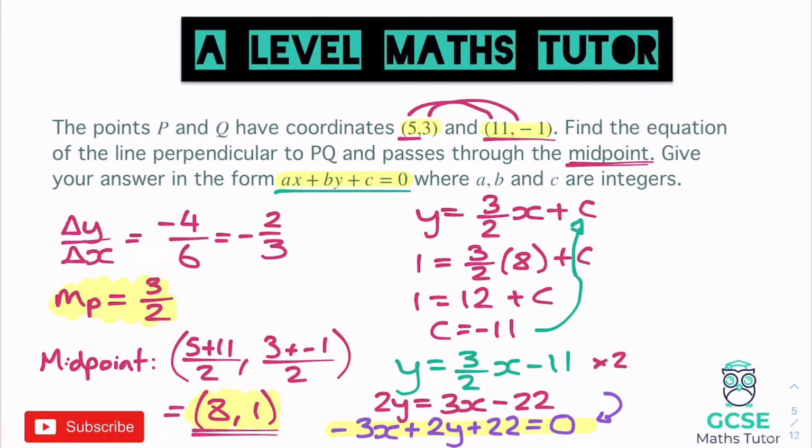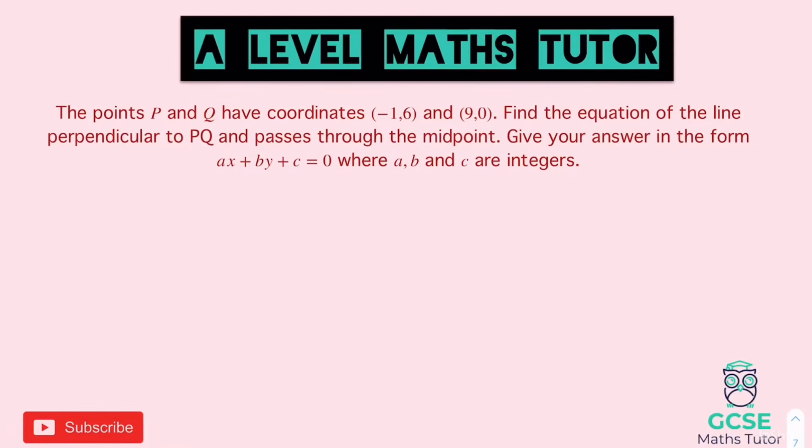Okay, so here's your question, very similar to the last one that we looked at. You've got 2 points P and Q. It wants you to find the perpendicular line that passes through the midpoint, and again writing it in the form which I'll highlight here, ax plus by plus c equals 0, where a, b and c are integers. So pause the video there, have a go at this question, and we'll go over the answers in a sec.